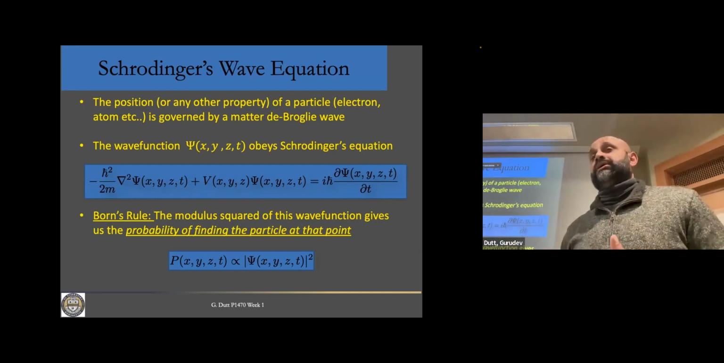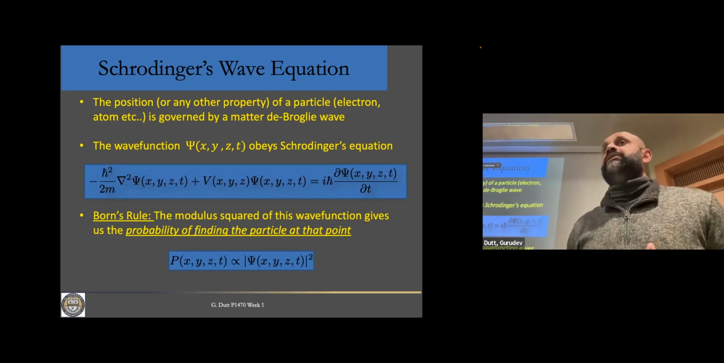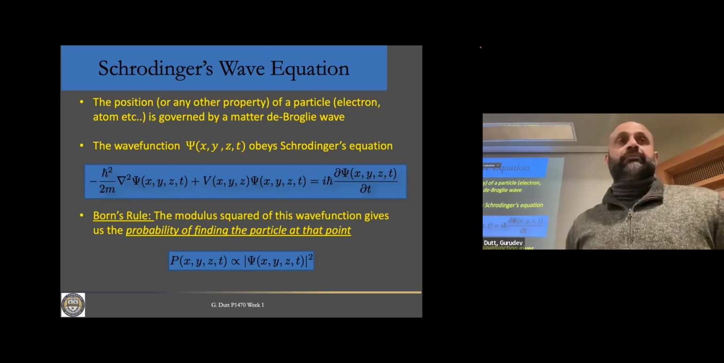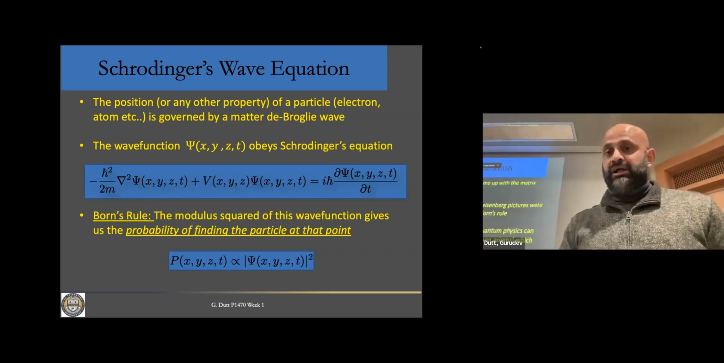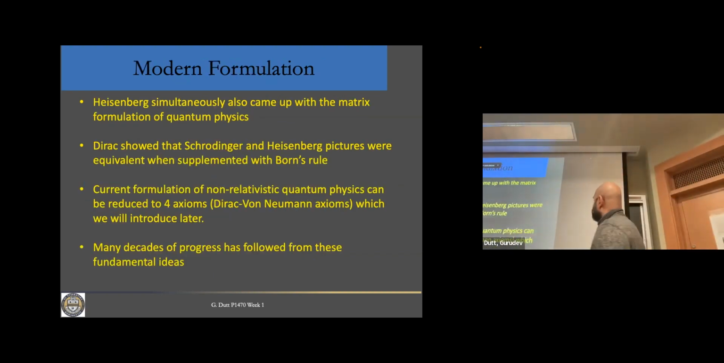And that's what the quantum wave function, or the quantum state of the particle that quantum mechanics gives us, is calculating. We'll come back again to this. By the way, Heisenberg, at the same time as Schrodinger, came up with what is called the matrix formulation of quantum physics. And Dirac, and Pauli I think, showed that the Schrodinger and Heisenberg pictures were equivalent, especially when you supplement them with the Born rule.